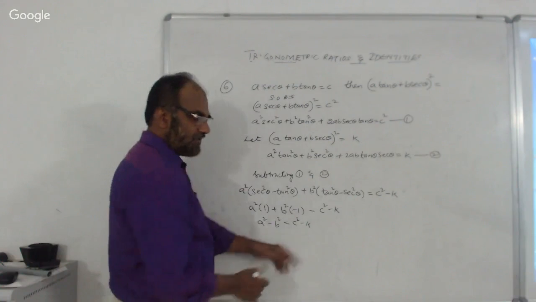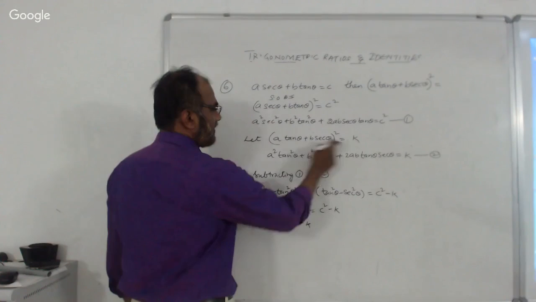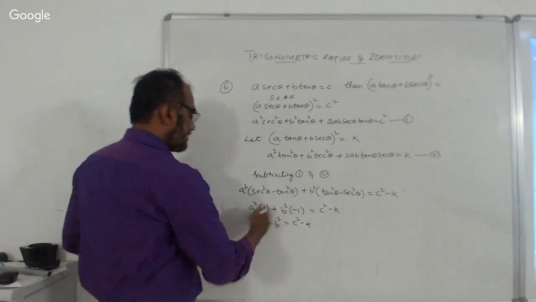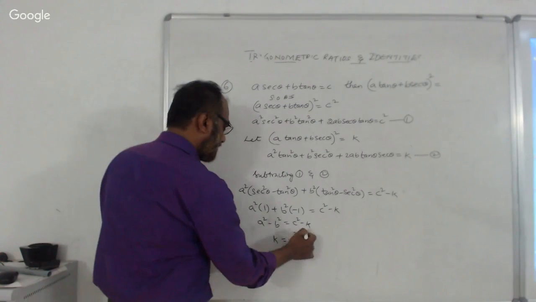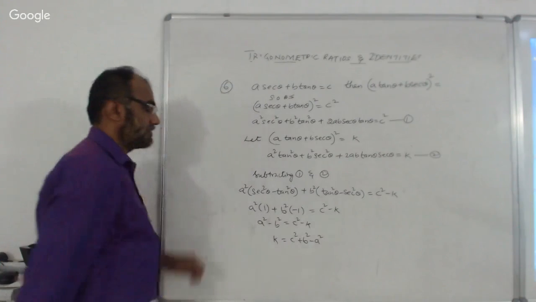Our question is finding the value of K, that is A tan plus B secant whole square. Transposing it, K is equal to C square plus B square minus A square. Make a note.